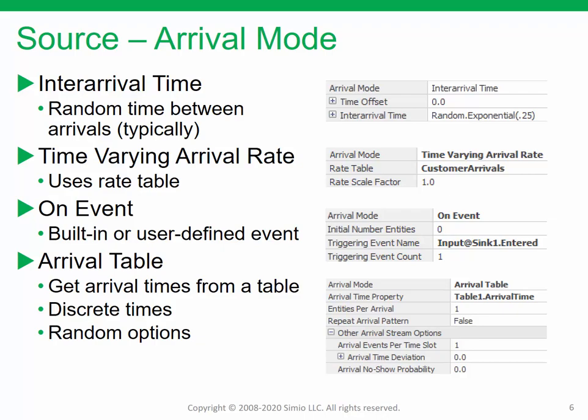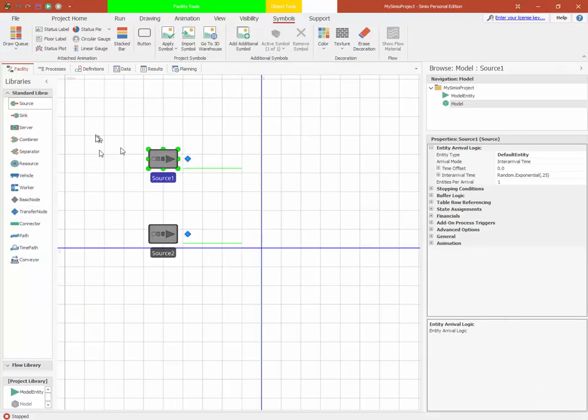If we jump back to Simio for just a second, you can see I place my source object, and here's where the entity arrival logic is specified, where we have, as I mentioned, the arrival mode and then the various properties associated with that.